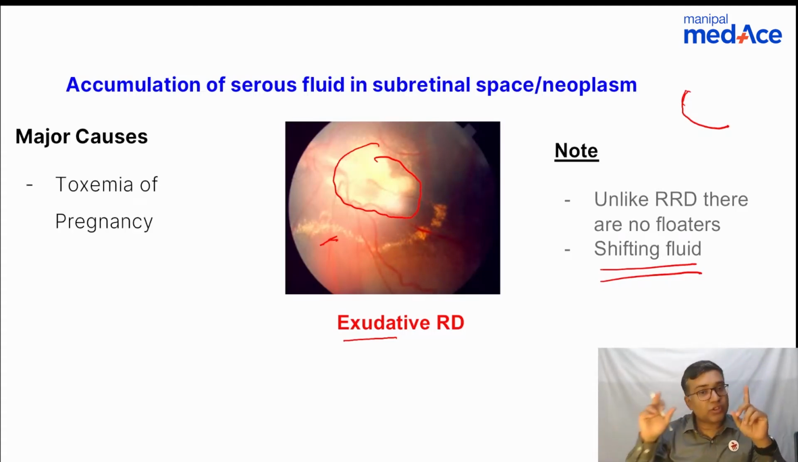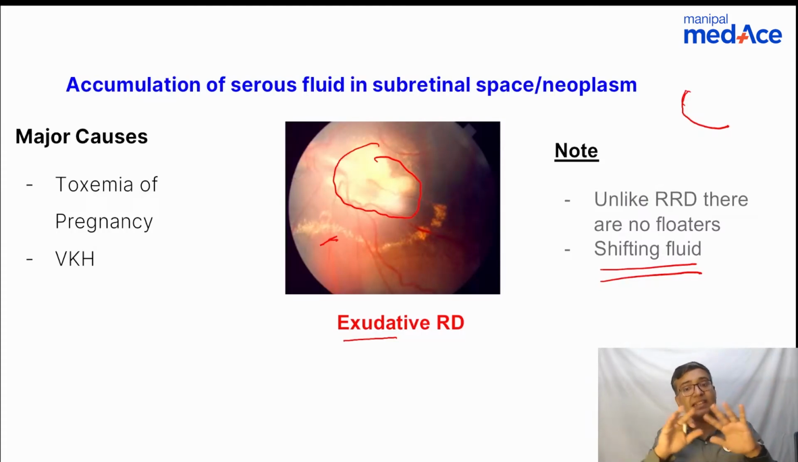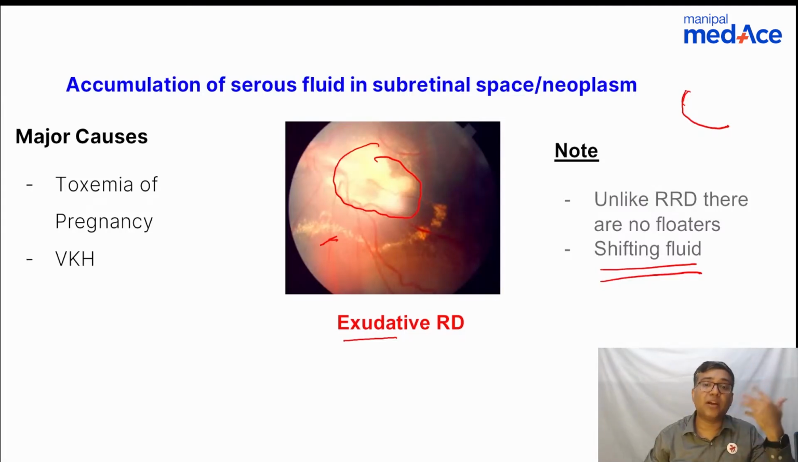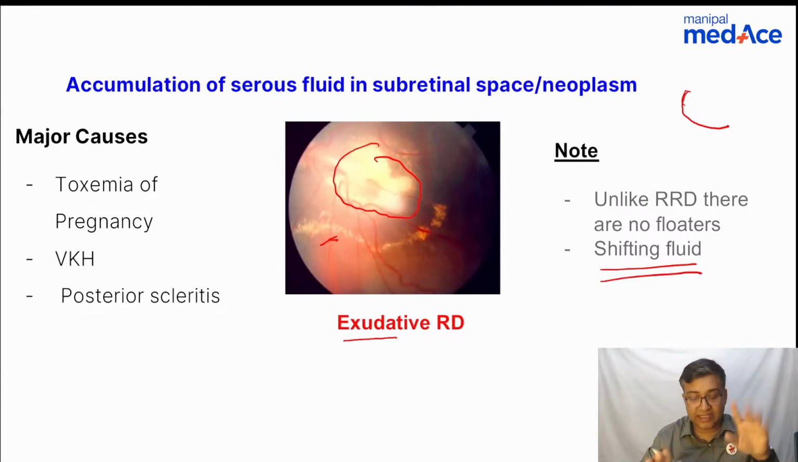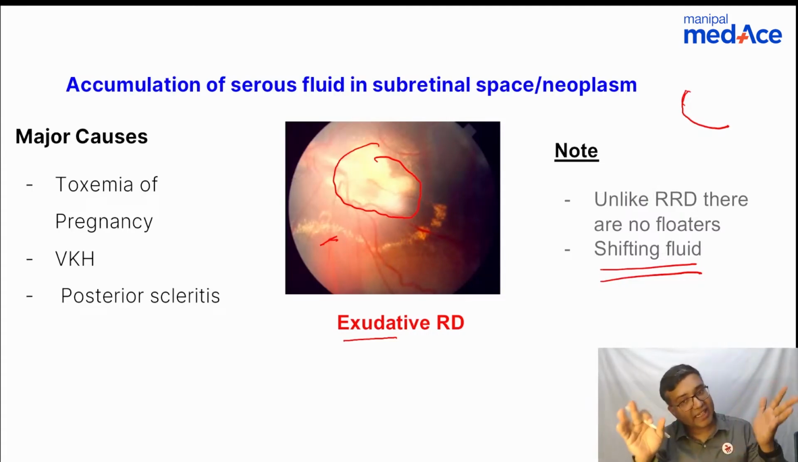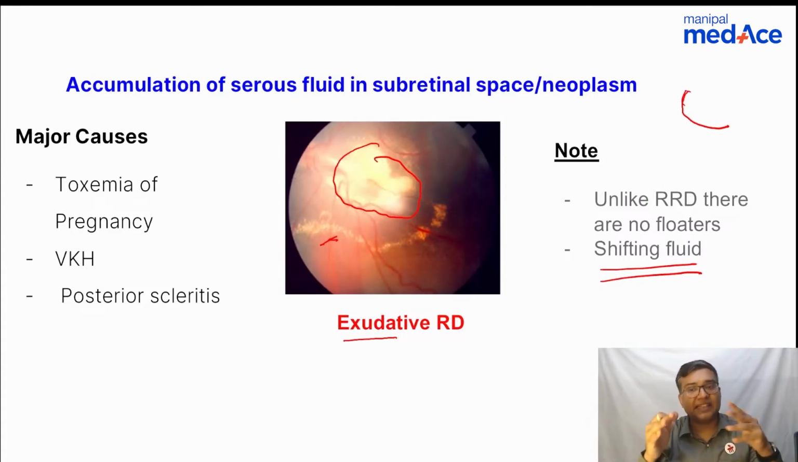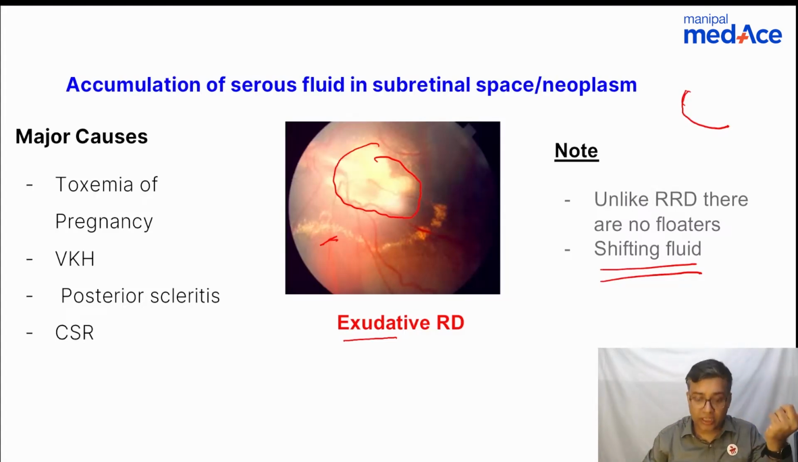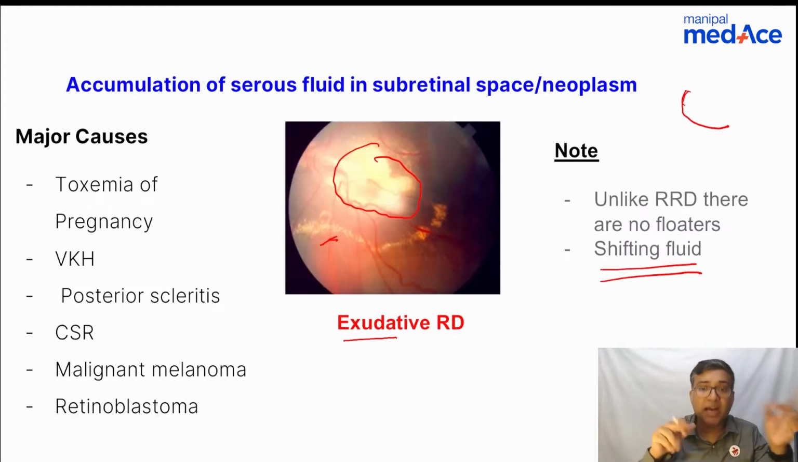Okay. Now, the second is that this can happen in various systemic disorders, and the most important systemic disorder you have to remember is the VKH syndrome. Even sometimes in intraocular diseases, like there is an inflammation of the sclera, that can also cause the exudation. Patients who are having a posterior scleritis can also basically get this, and there might be exudation or serous fluid at the level of the macula in a young adult. That is basically called a central serous retinopathy. So another important cause is the central serous retinopathy, and then intraocular tumors like malignant melanoma and retinoblastoma can also cause the exudative retinal detachment.